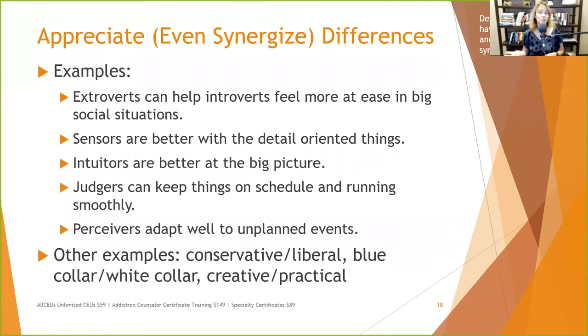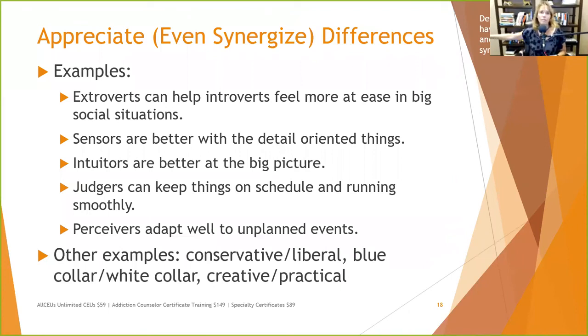Extroverts, for example, can help introverts feel more at ease in big social situations. Sensors are better at detail-oriented things. When I used to write grants, I had somebody who was more detail-oriented that I would pass the grant off to after I had written my part, and she would go through and make sure that all the details lined up and the bibliography was 100% correct and everything. Because I'm just not that detail-oriented. My eyes start going wiggy-woggy. Intuitors are better at the big picture.